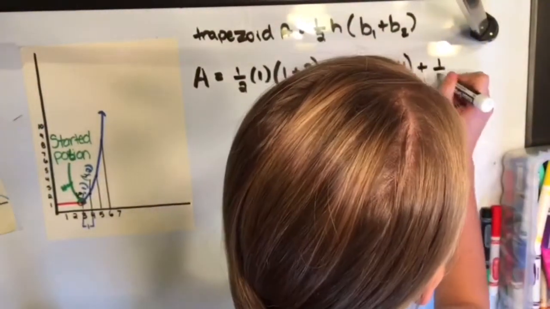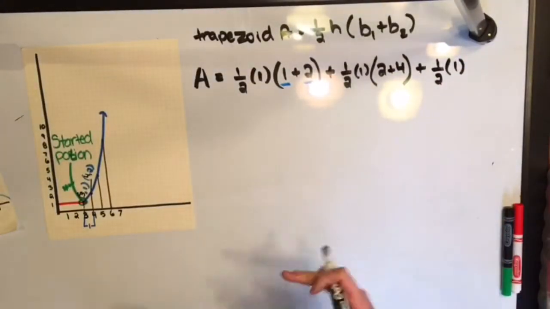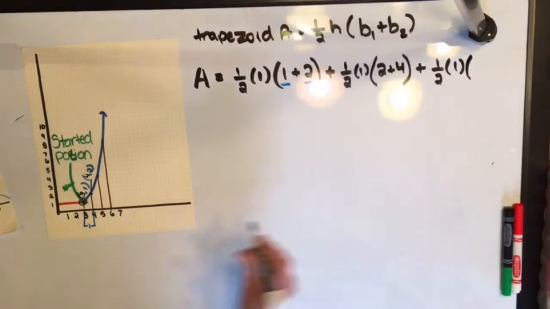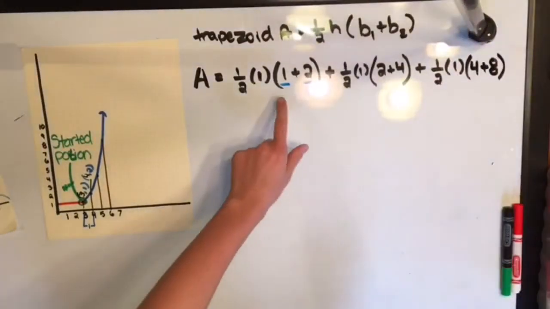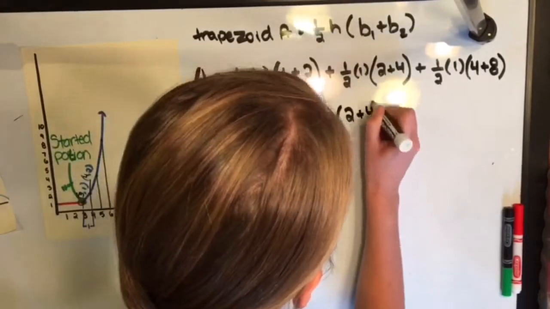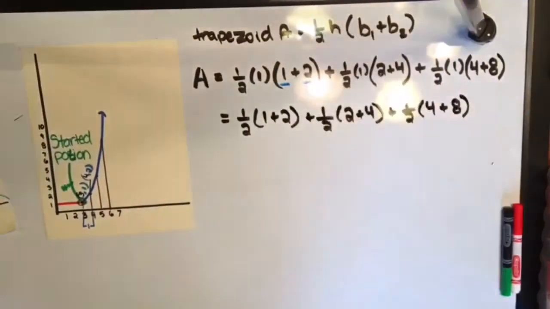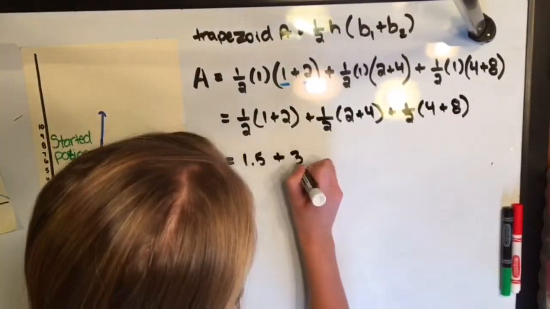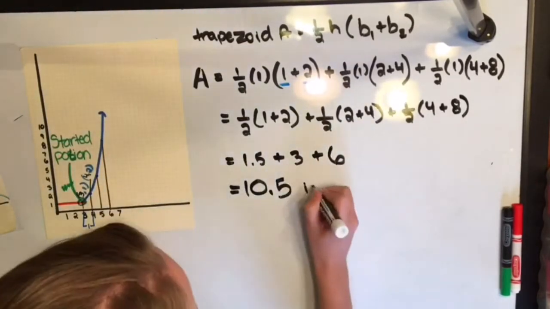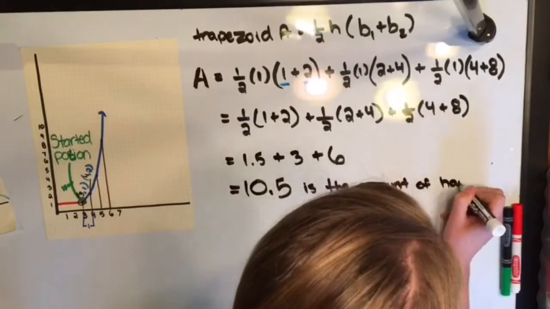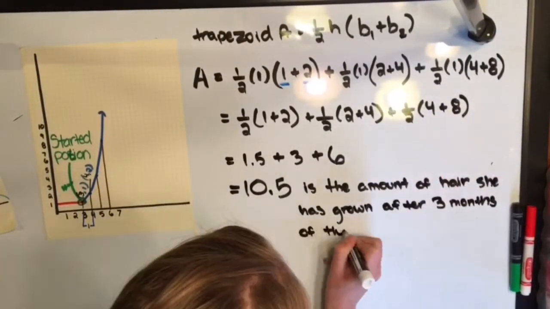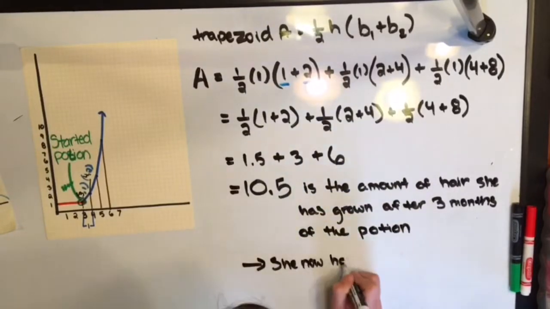In this case, our height is 1, as you can see in the purple marker. So it's 1/2 times 1 times 1 plus 2, and then you just plug in your y coordinates for each of these. Simplify, and then you should get 10.5 as the amount of hair she has grown after 3 months of having the potion. That means that she now has 13.5 inches of hair.